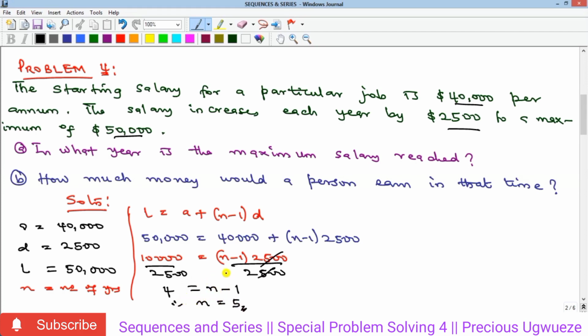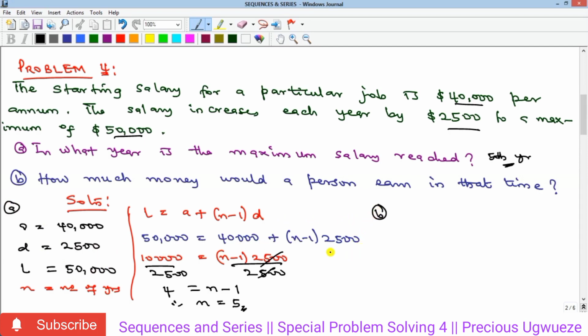So that is to say, at the beginning of the 5th year, this particular worker will start earning the maximum salary, which is $50,000. Remember that this is part A of our question. And so let's try to do part B somewhere here.